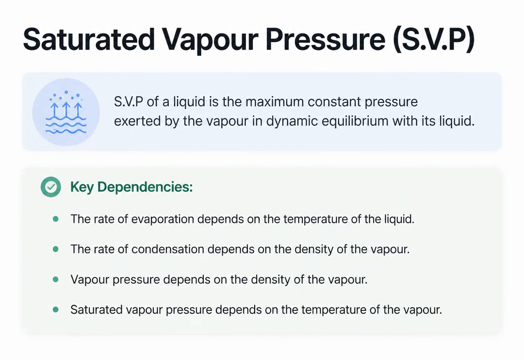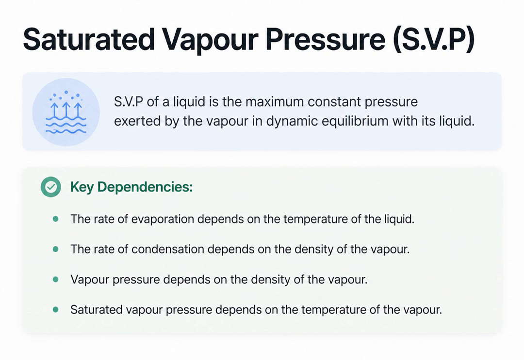When a vapor reaches that state of dynamic equilibrium, it exerts a specific pressure known as saturated vapor pressure, or SVP. This is the maximum constant pressure exerted by the vapor when it is in perfect balance with its liquid state. It is important to understand what drives this balance. The rate at which the liquid evaporates is strictly tied to its temperature. Meanwhile, the rate at which the vapor condenses back into liquid depends on how dense the vapor is.